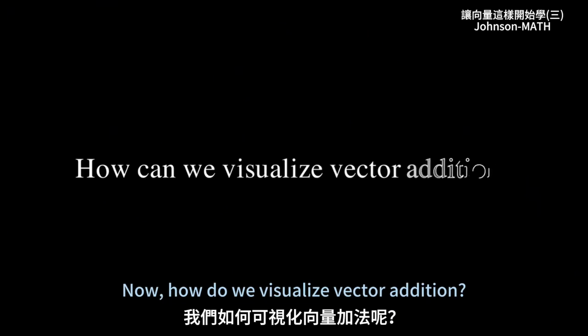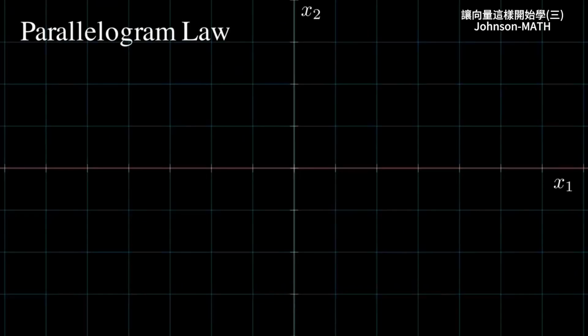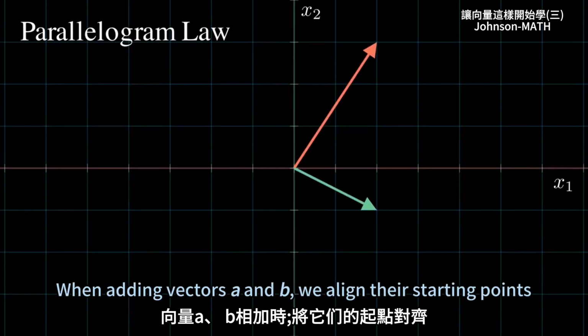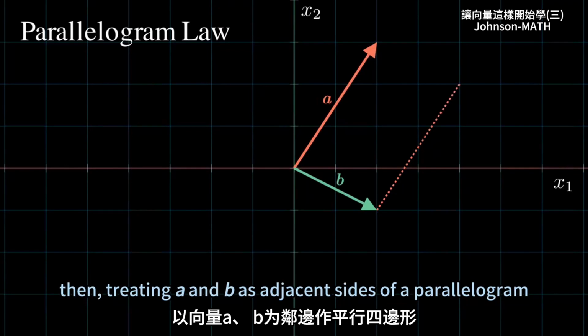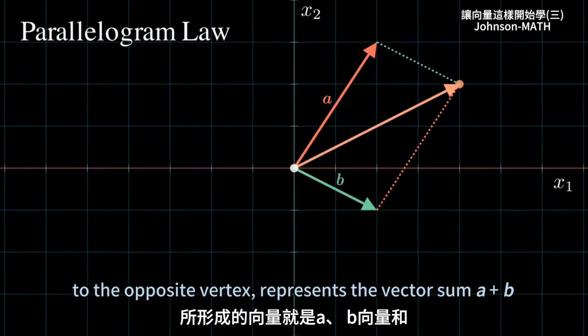Now, how do we visualize vector addition? One way is to use the parallelogram rule. When adding vectors a and b, we align their starting points. Then, treating a and b as adjacent sides of a parallelogram, the diagonal from their common starting point to the opposite vertex represents the vector sum a plus b.